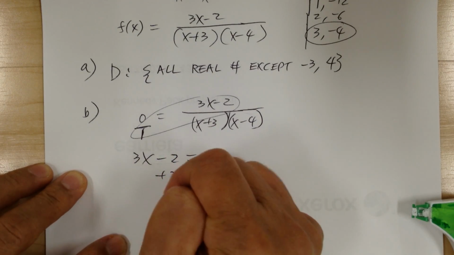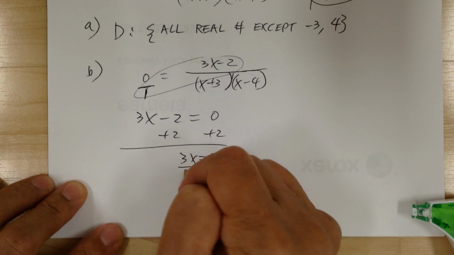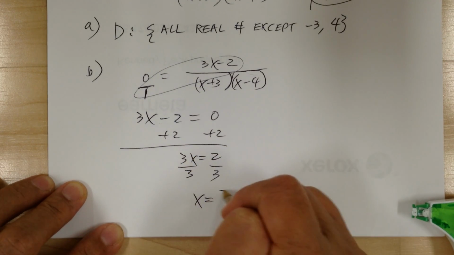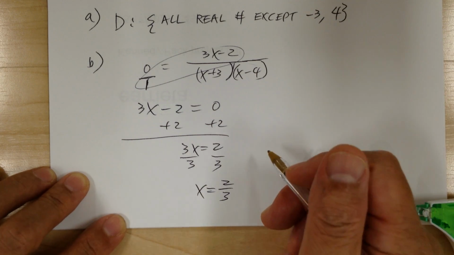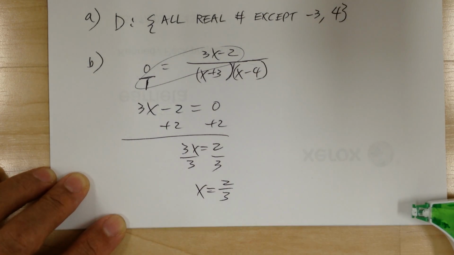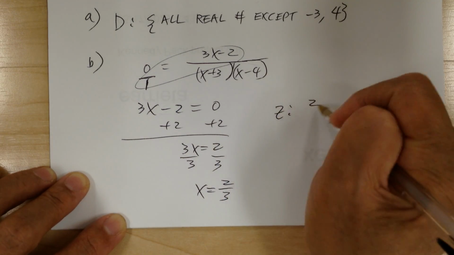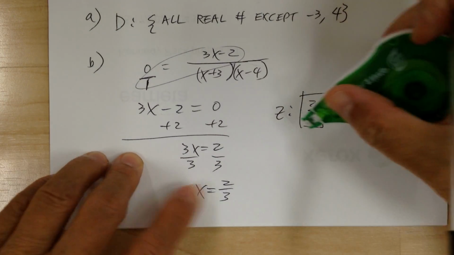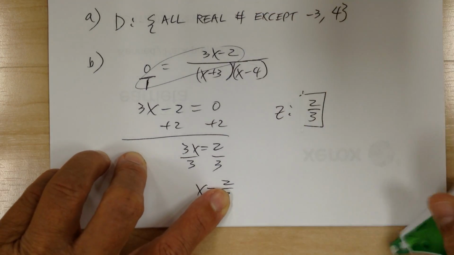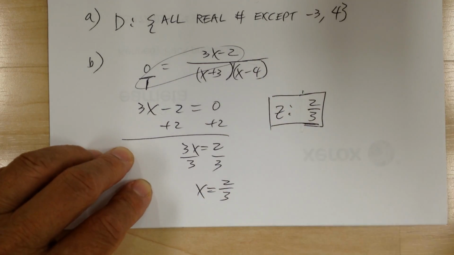And when you solve, just plus 2 on each side, so you got 3x equal to 2, divided by 3, so x equal to 2 over 3. Okay, so this would be your zeros. So your 0 would be 2 over 3. So your 0 is when x equal to 2 over 3.